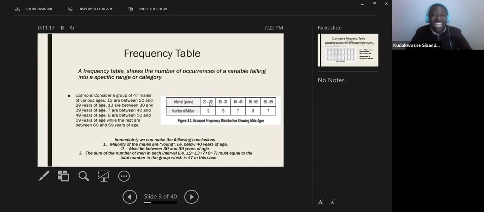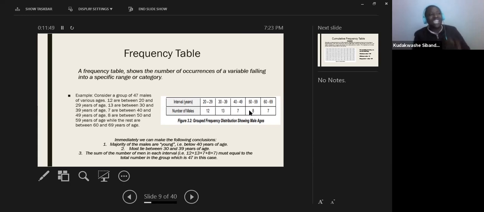The age that lies within this category. So you come to find out that there are 12 males whose ages are between 20 to 29, right? Then you come to find out that there are 13 males whose ages lie between 30 to 39, 7 whose ages lie between 40 to 49, and so on. So what you are doing basically is you are grouping people that have the same interval of years together, right?